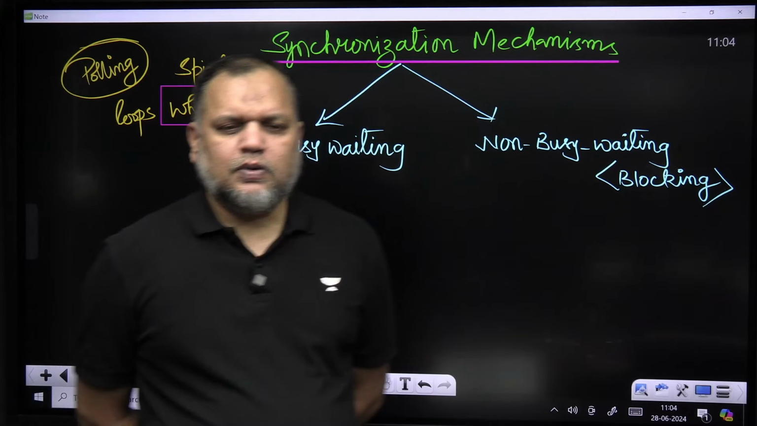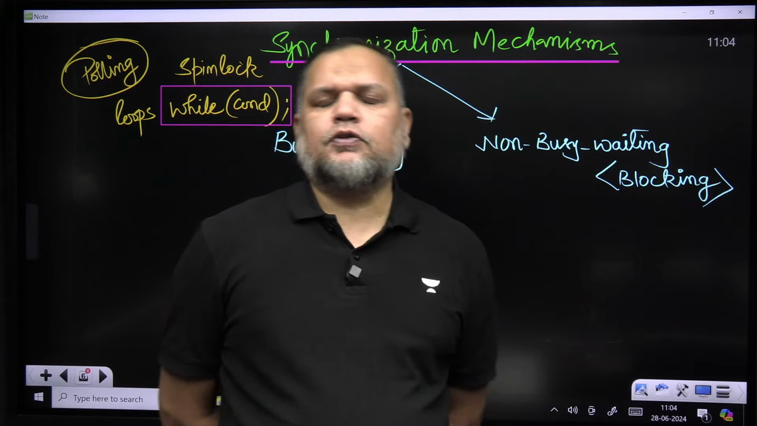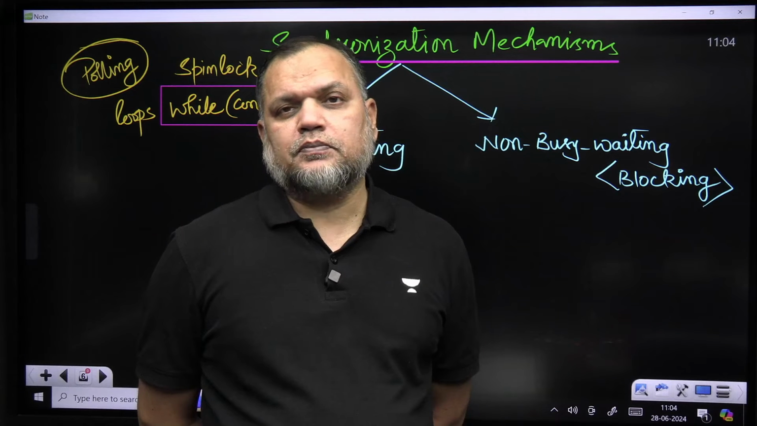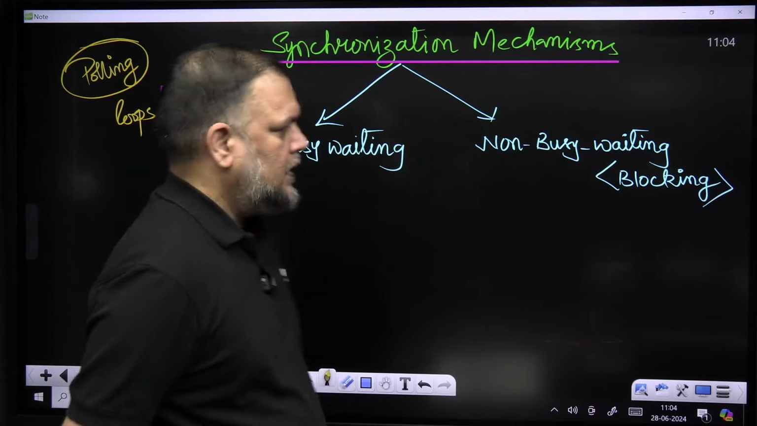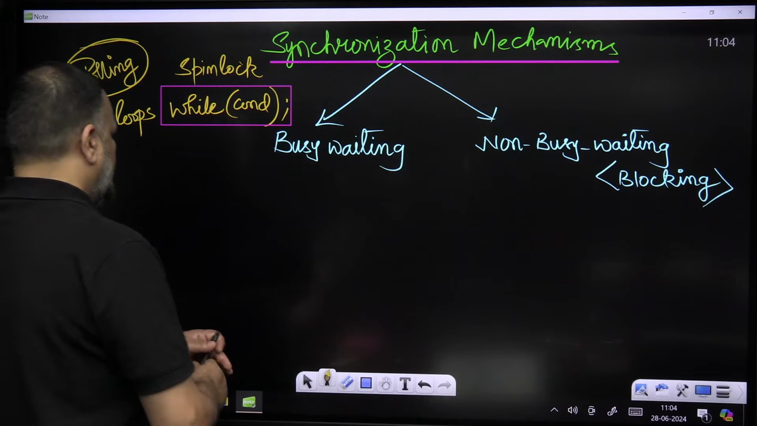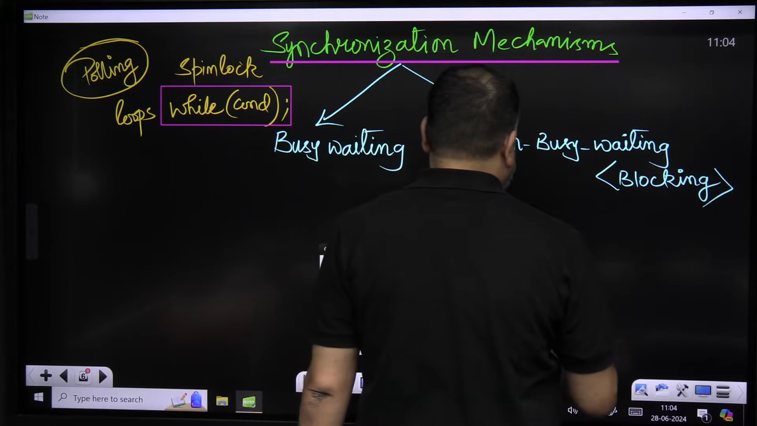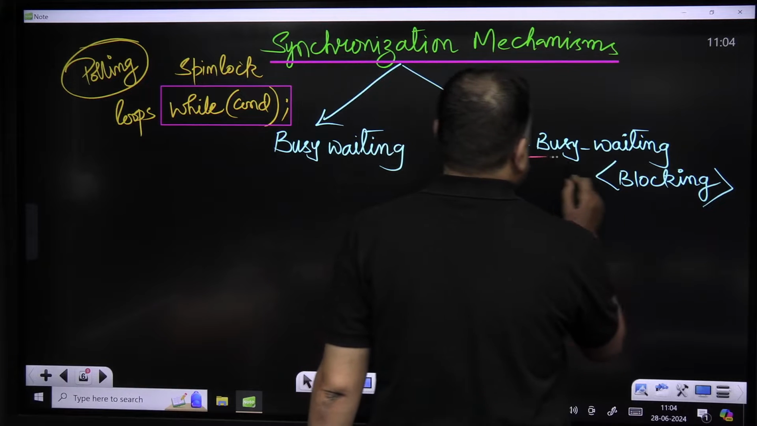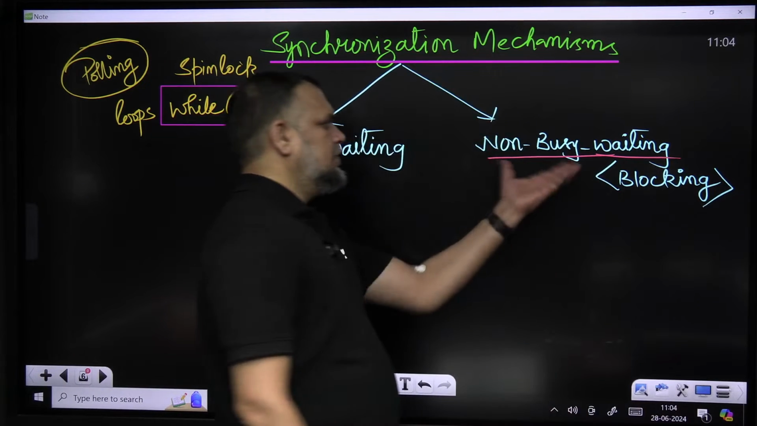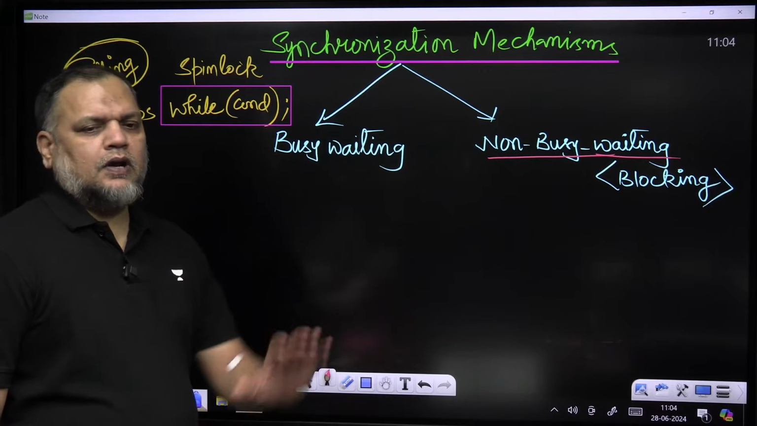Busy waiting का problem ये होगा कि it may lead to wastage of CPU cycles, wastage of CPU time. Busy waiting का drawback है वो. To counter that wastage of CPU time, to avoid that wastage, you go for non-busy waiting, blocking. This is the desirable solution. It will not lead to wastage of time.